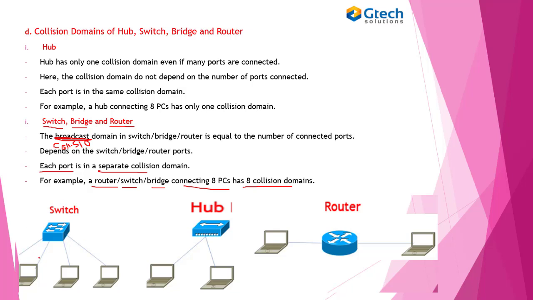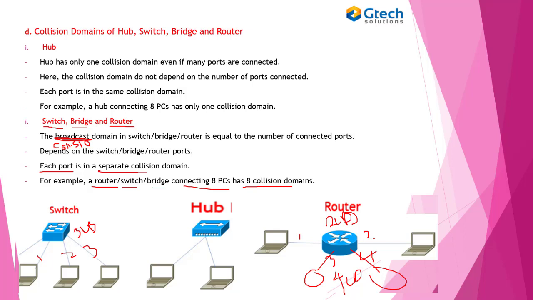Okay, this switch is connecting, let's say this one is 1, 2, 3. The number of collision domains here will be 3, because each port is a separate collision domain. But this router is connecting how many devices? 1, 2. Now the number of collision domains in the router is 2. I hope you have understood the broadcast domains and the collision domains of the various networking devices such as a hub, switch, bridge, and a router. So in that case, let's see what we have next.